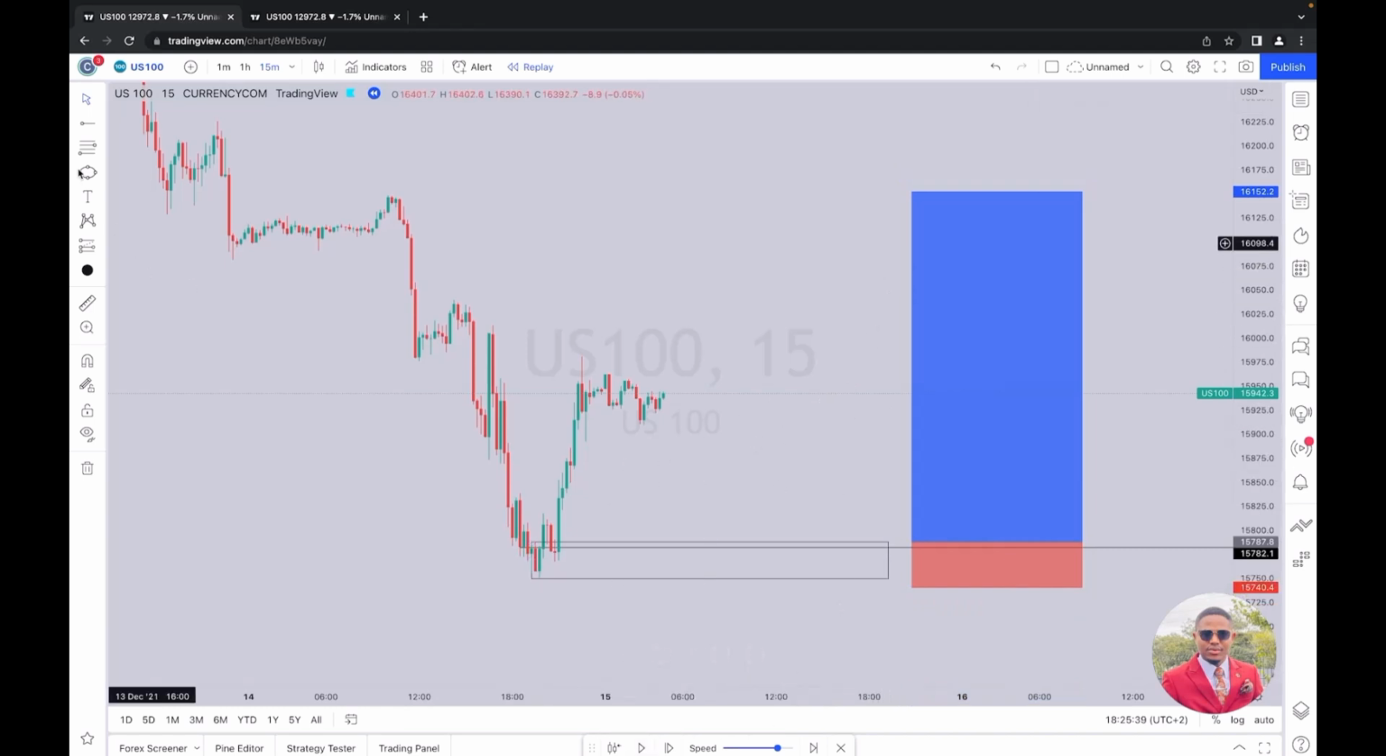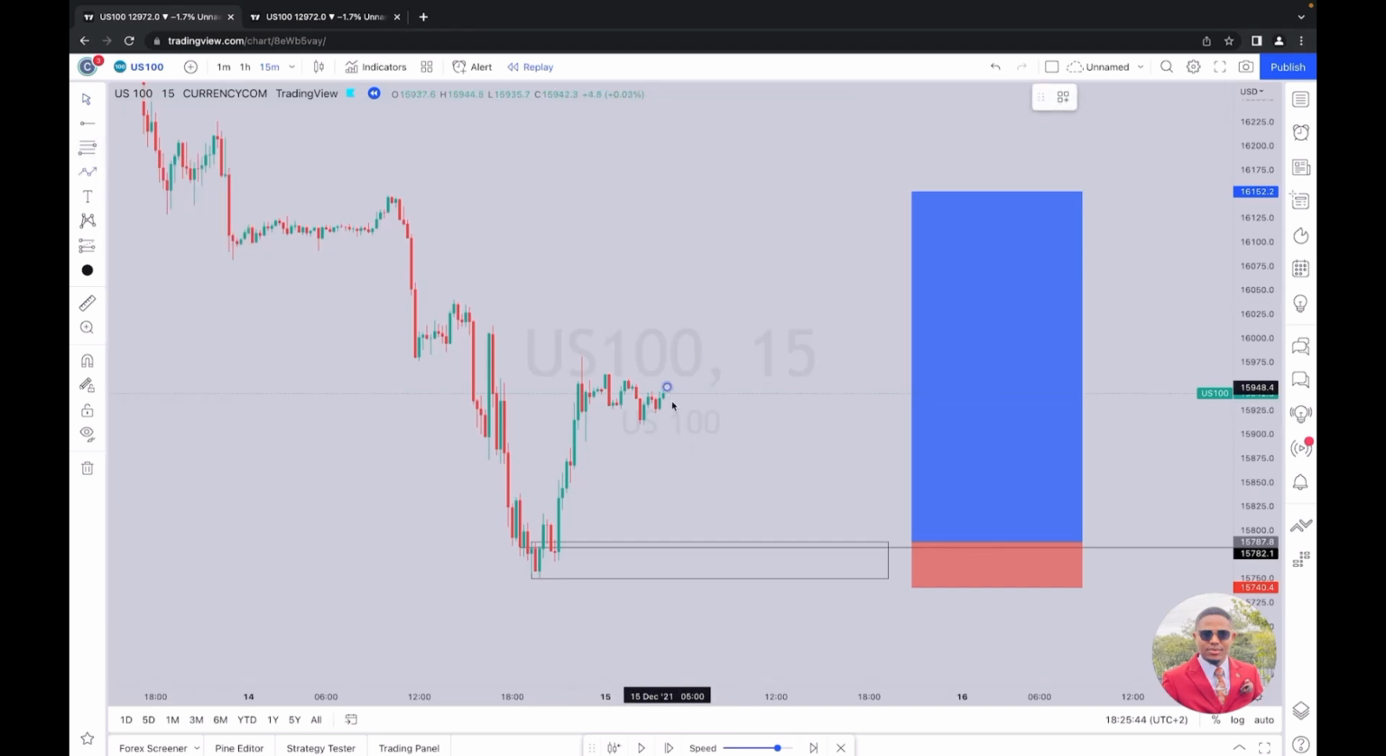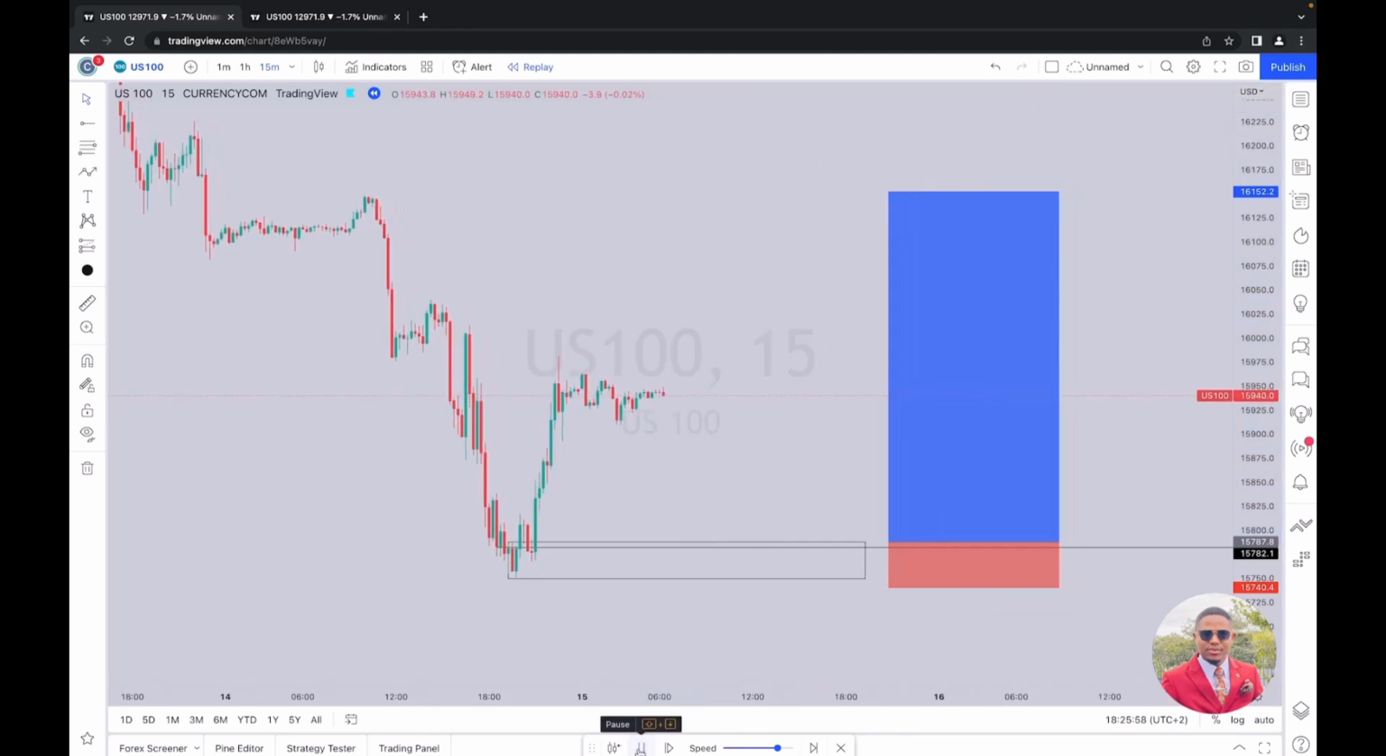What we are predicting here now is that price is going to come here, hit this part, then it does what? Then it goes up. That's what we are predicting right here. Okay, so let us see now how it goes. Then we're going to wait.